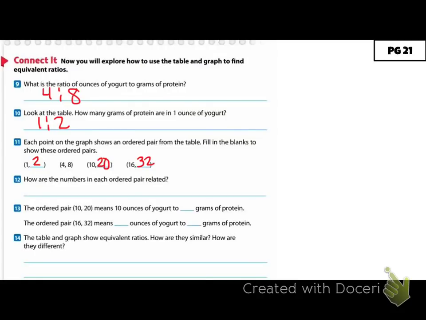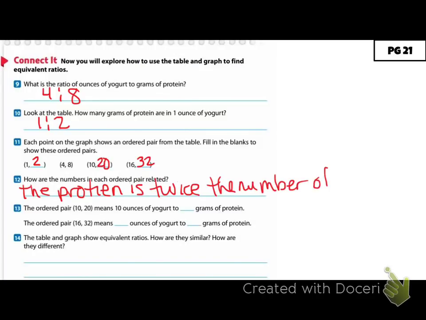How are the numbers in each ordered pair related? Well, the protein is twice the number of ounces. Number 13. The ordered pair 10-20 means 10 ounces of yogurt to 20 grams of protein. The ordered pair 16-32 means that we have 16 ounces of yogurt to 32 grams of protein.